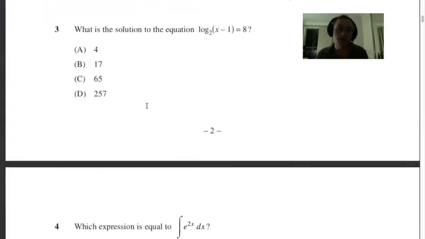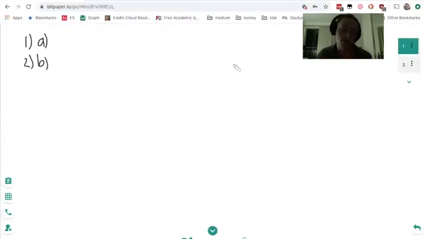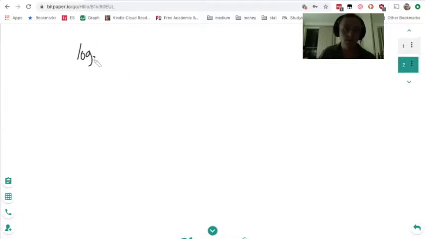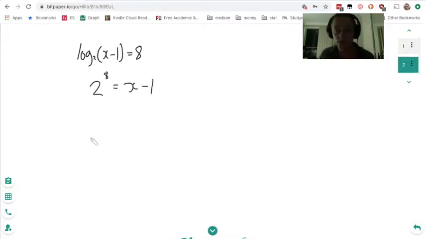Question 3. What is the solution to the equation log base 2 of (x minus 1) equals 8? That's a very interesting question. Off the top of my head, I'm leaning very strongly towards D. We need to understand how logarithms work. So log base 2 of (x minus 1) equals 8. Really, what's it saying? It's saying 2 to the power of 8 equals x minus 1. So if we add 1 to both sides, we've just found x.